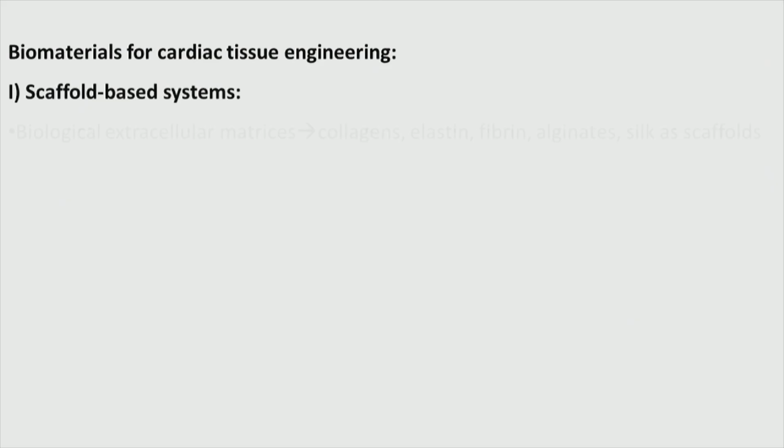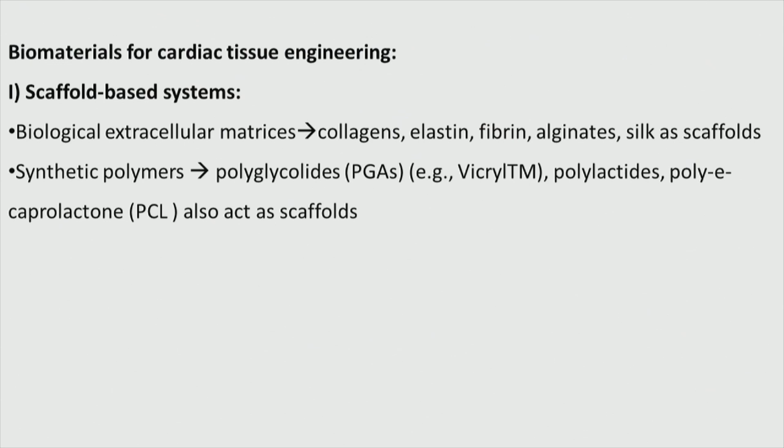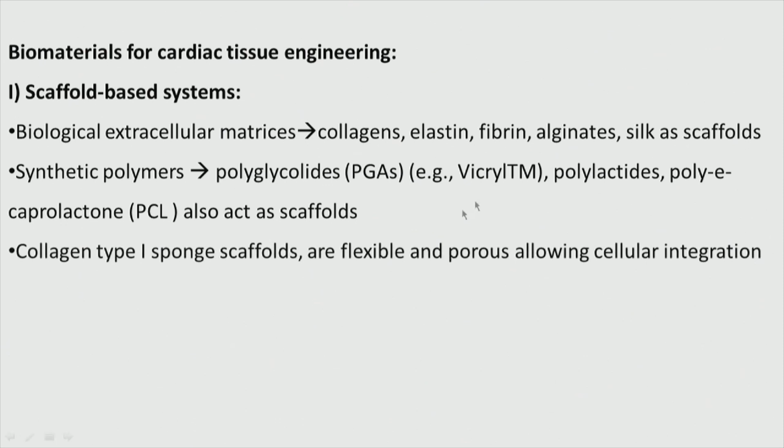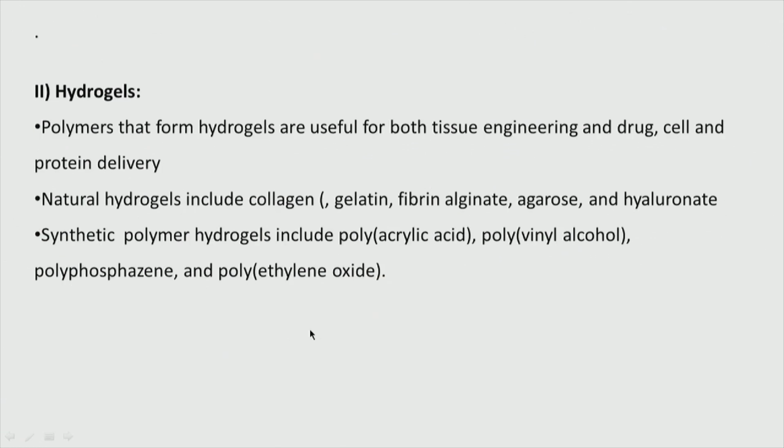So what are the biomaterials for cardiac tissue? Scaffold based materials like collagen, elastin, fibrin, alginates, silk as scaffolds. Synthetic polymers like polyglycolide, PGA, polylactides, polycaprolactone. Collagen type 1 sponge scaffolds, okay, flexible and porous, allowing cellular integration. Alginate scaffolds, they help efficient seeding, retaining a high percentage of seeding cells and so on. Okay. Hydrogels, we looked at scaffold based materials, hydrogels, that means they use polymers which form hydrogels, natural hydrogels. We talked quite a lot about hydrogels, I will not spend much time, like gelatin, fibrin, alginate, agarose, hyaluronate.